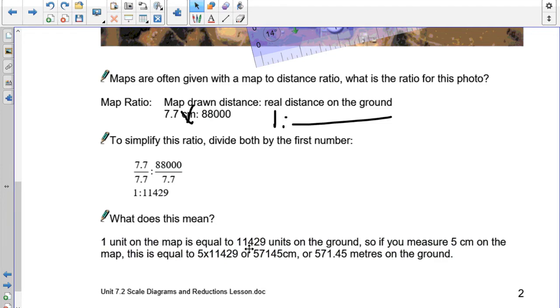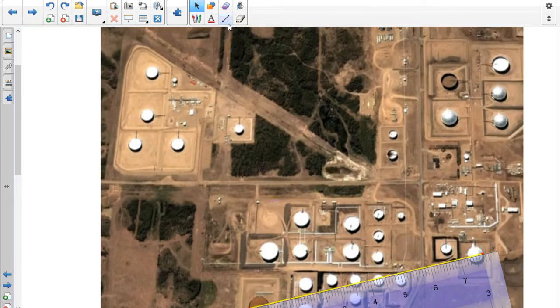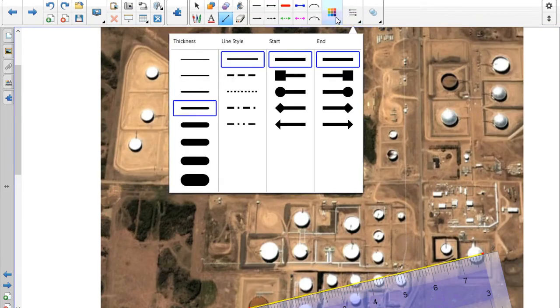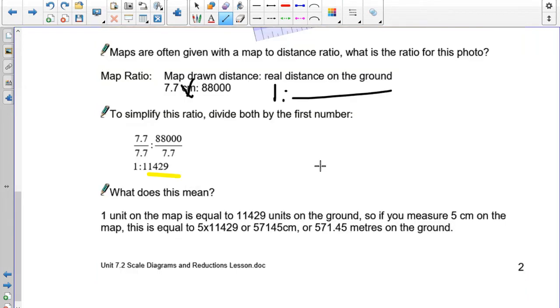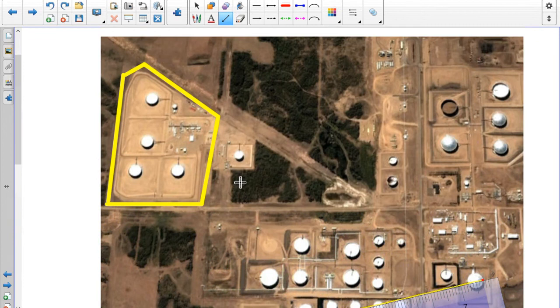So if you measure 5 centimeters on the map, this is equal to 5 times 11,429, or 57,145 centimeters. Dividing by 100, you get 571 meters. So you could go back to this drawing and start making all sorts of measurements. You could measure from here to here, here to here, and close that all off. You could measure all of these, multiply them by 11,429, and then divide by 100, and you'd have the exact distance that you would need.